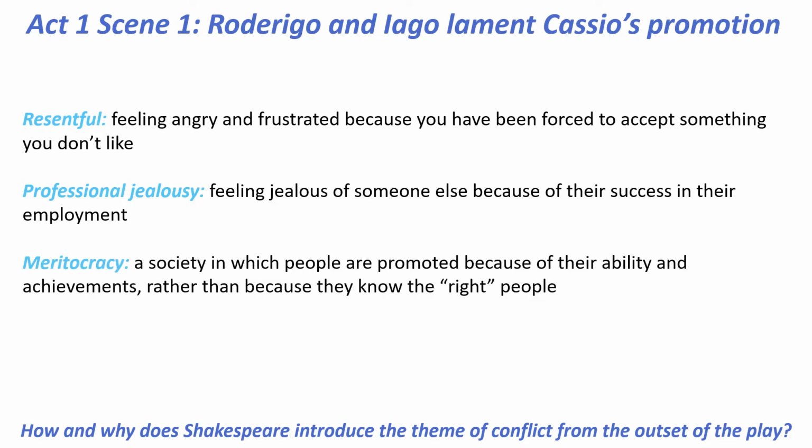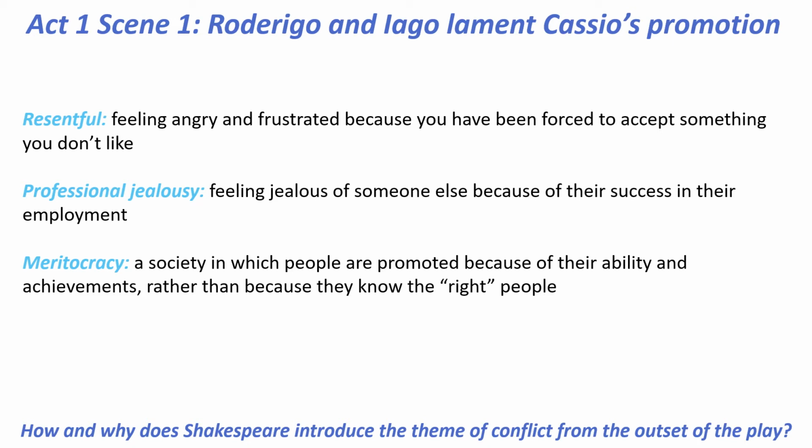Meritocracy as well is also very important, and a meritocracy is a society in which people are promoted because of their ability and achievements rather than because they know the right people. So if you break down that word meritocracy into its different sections, merit is something that you do well. So if you get a certificate for a music exam, for example, you might get a merit as your grade, or at some schools you get merit awards or stamps in your planner, things like that. So merit is to do with something you've done well. And ocracy is to do with a way of organising society. So it's a way of organising society based on what people's accomplishments are, what they're able to do well.